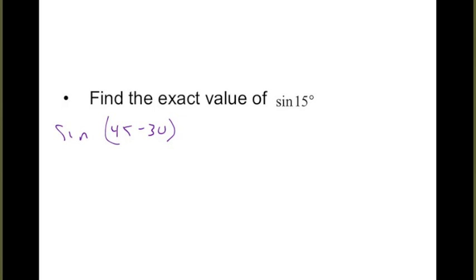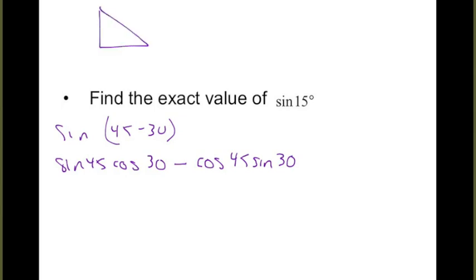So this is a subtraction. So we look under the difference formulas for sine. And it says that it is sine of u cosine of v minus cosine of u sine of v. So that each angle gets the sine and each angle gets the cosine. And then we are going to evaluate these from our special triangles.